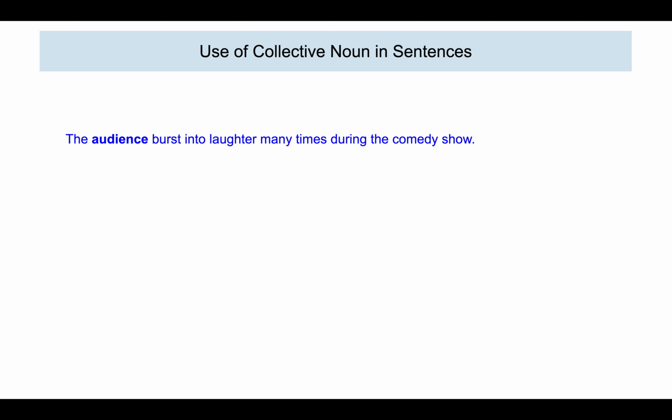Now how do we use the collective noun in a sentence? Look at this sentence. The audience burst into laughter many times during the comedy show. Now, audience is a collective noun. Why is it a collective noun? Because audience refers to the spectators. Maybe there were many people in the hall or in the auditorium. Now, we have combined them together and given them a name, audience. So, the audience burst into laughter many times during the comedy show. So, collective noun is audience, which refers to the group of spectators.